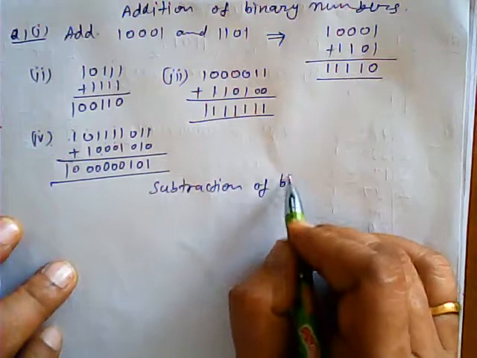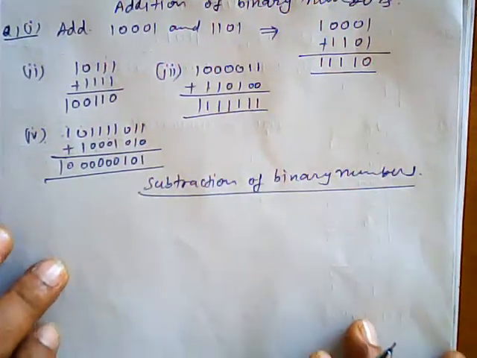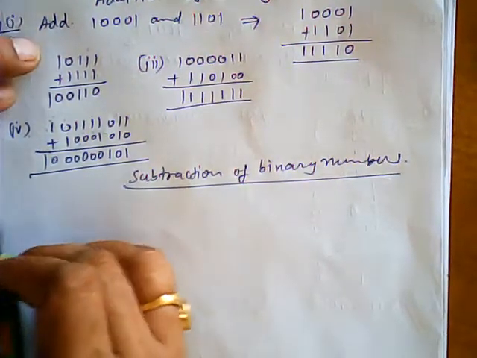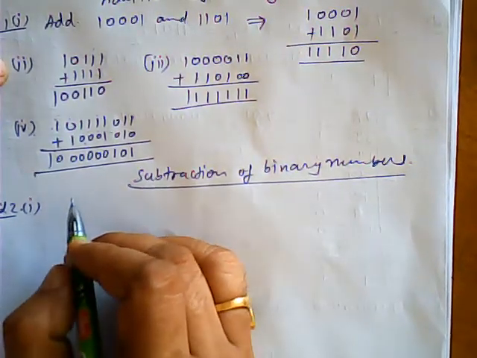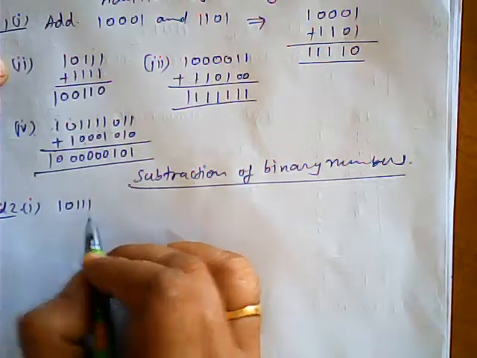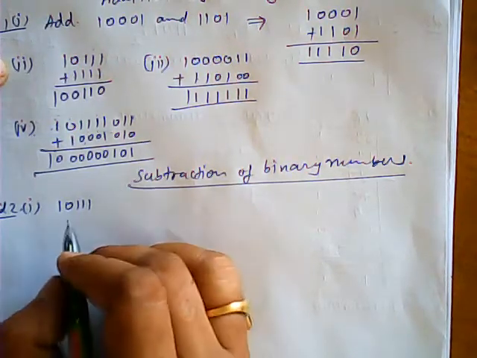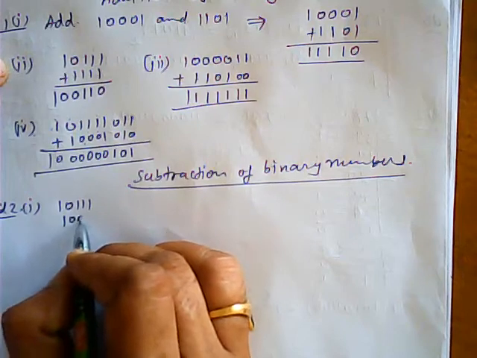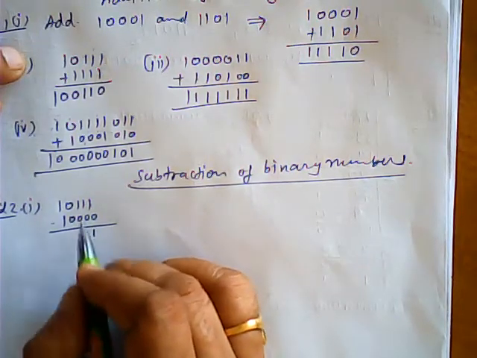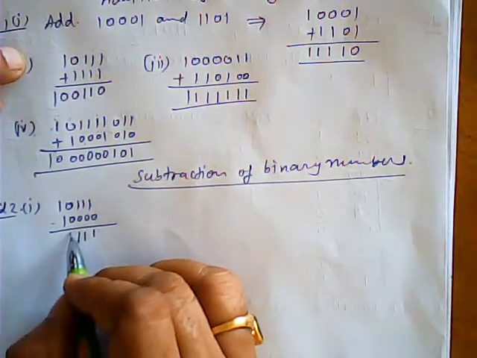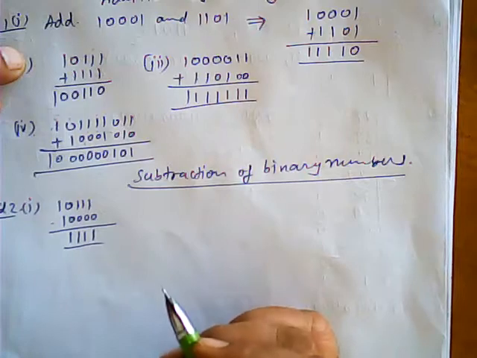Subtraction of binary numbers. How can we subtract? Question number 2, first part. 10111 is a binary number, and from this number we have to subtract. How do we subtract? 1 minus 0 is 1, 1 minus 0 is 1, 1 minus 0 is 1, 0 minus 0 is 0, and 1 minus 1 is 0. There is no need to write 0 in the very left. So this is the subtraction.